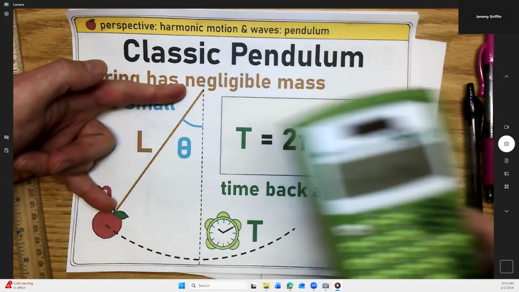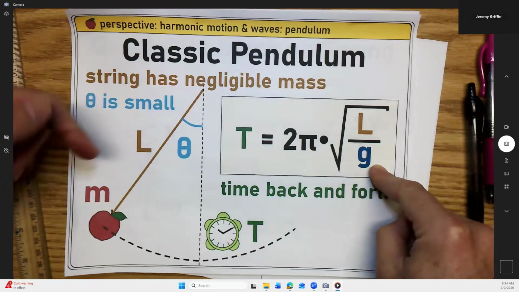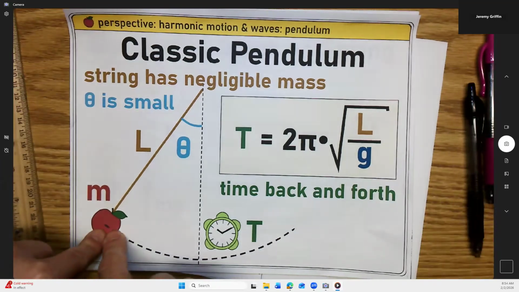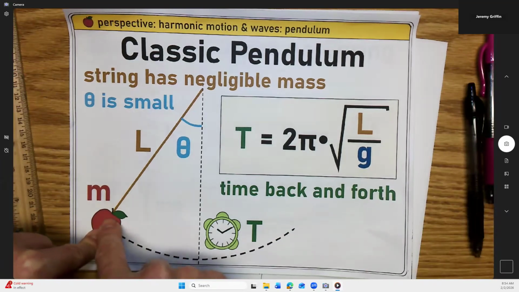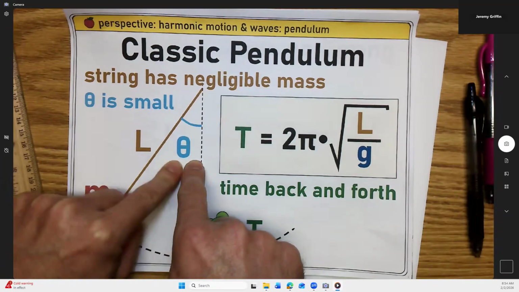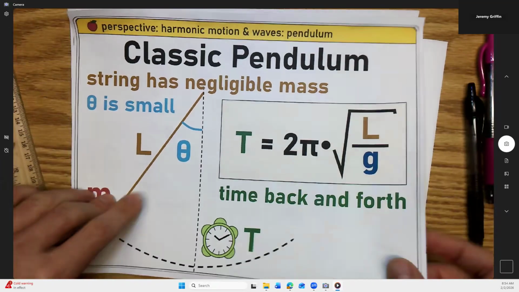So gravity field matters. But guys, what if I double the mass of the bob? What happens to the time period? Nothing, it stays the same. What if I double this angle from 5 degrees to 10 degrees? What happens to the time period? Yeah, it's still the same.